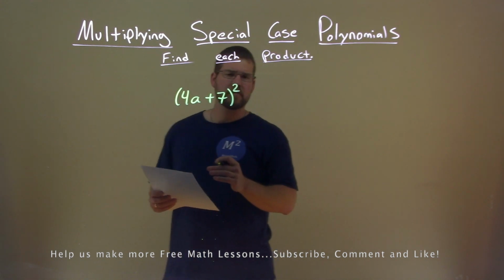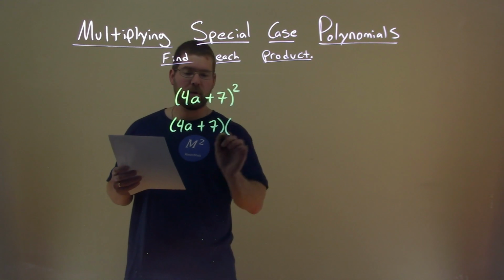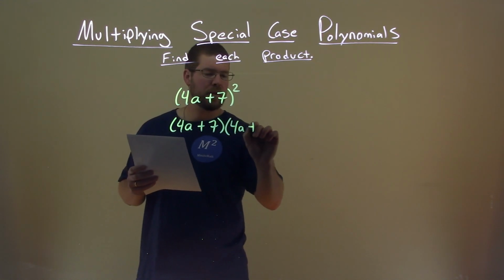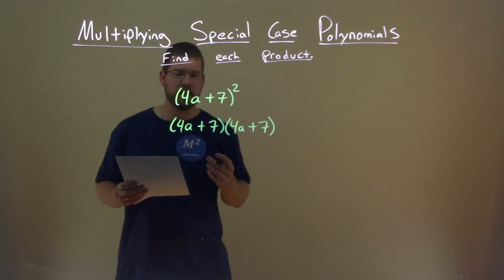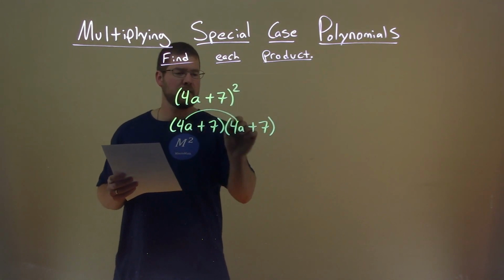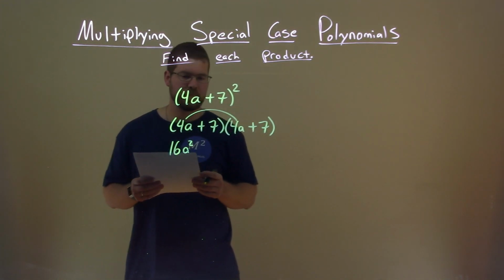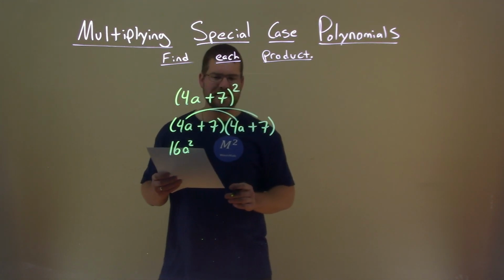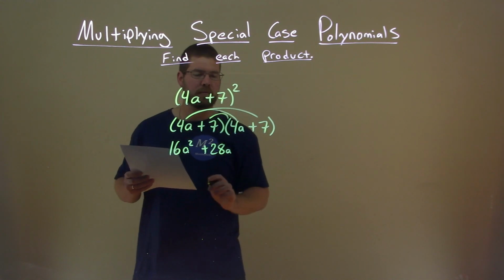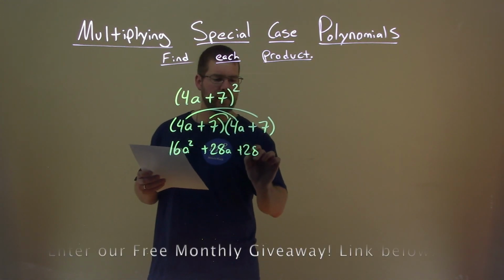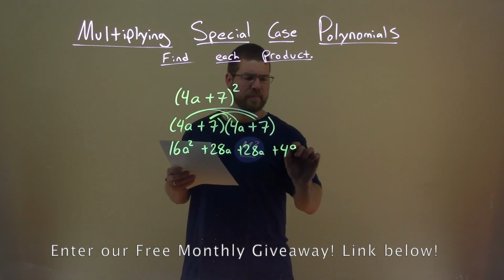Well, what we know about something being squared, it's the same thing as multiplying itself twice. So we have 4a plus 7 times 4a plus 7. Now from here, I need to simplify. 4a times 4a, well, that's 16. 4 times 4 is 16, 16a squared. Well, what's 4a times 7? 4 times 7 is 28. Don't forget the a. 7 times 4, same thing, plus 28a. And 7 times 7, well, that's a 49.